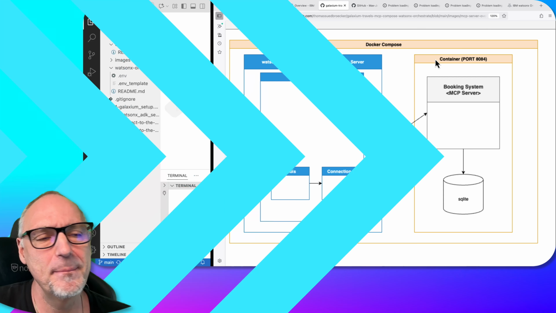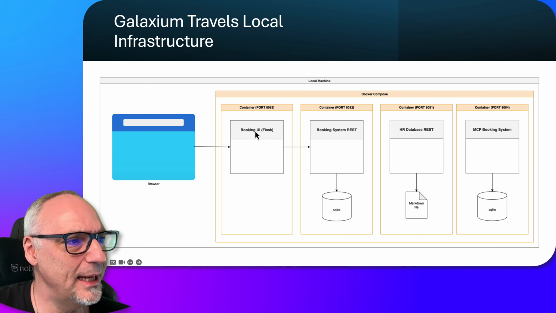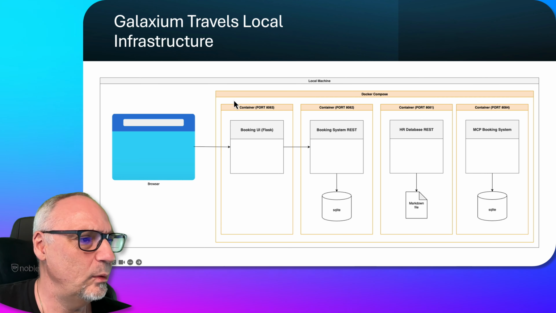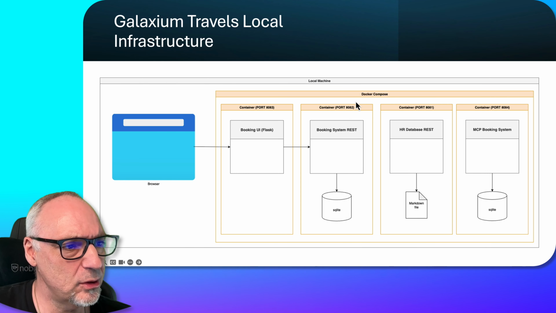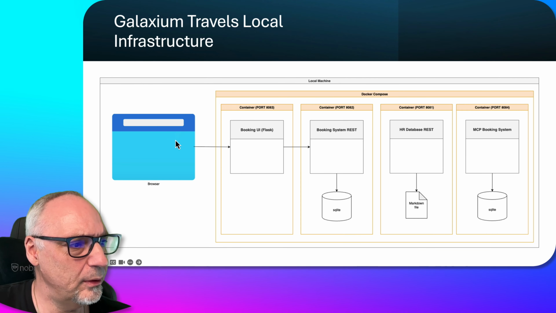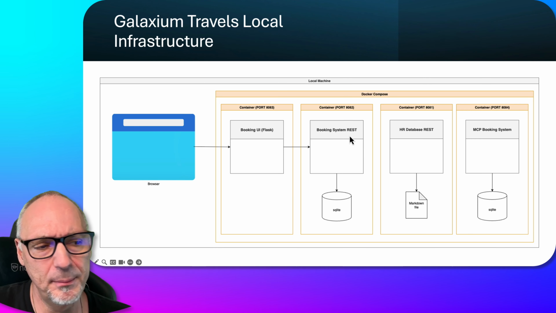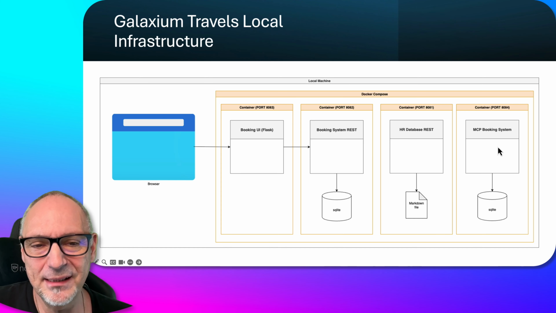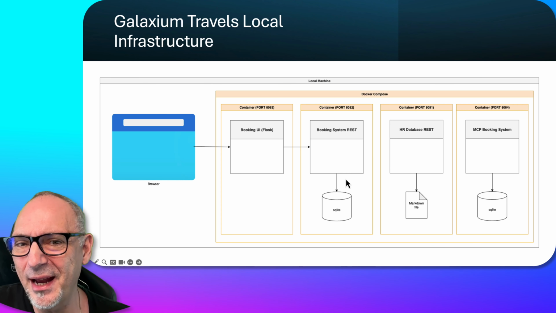That is what I really want to do. I want to show you that step by step. Let's see. So that is the infrastructure that we are going to use in that context. We have here the Galaxium Travels local infrastructure in Compose. We have a front end, we have a back end which is implemented in REST, and at the end we would have also a back end, but with MCP implemented. And that is also what you directly see with that.